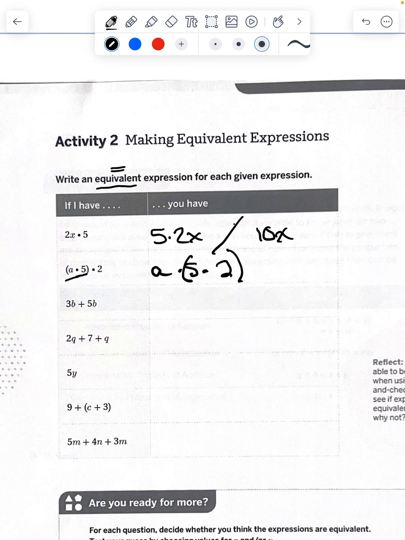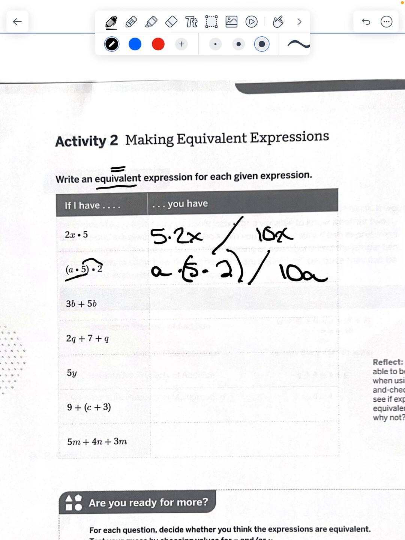And no matter what, we're still going to get the same answers if we throw in different numbers for A. Or another way to write an equivalent expression would be combining 5 and 2 to make 10, and then doing 10 times A. Both of those would be equivalent expressions. You could write either of those and both answers would be correct.